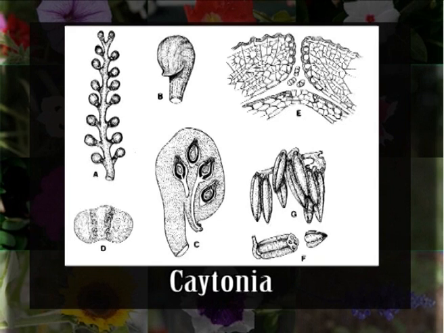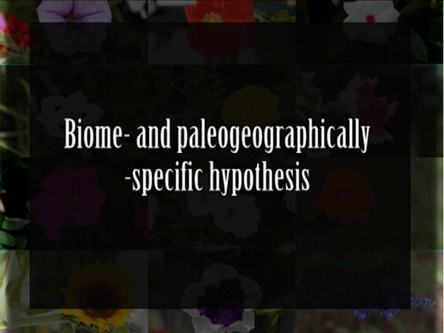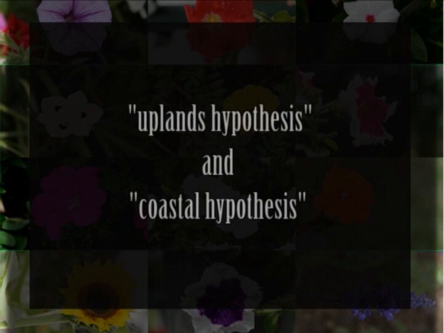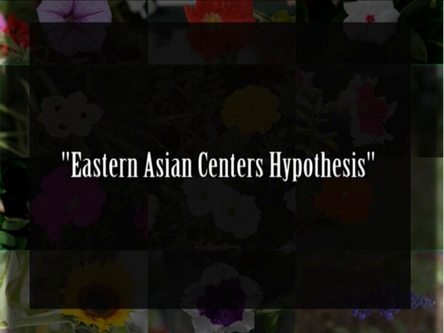Another hypothesis is the biome and paleogeographically specific hypothesis. Interestingly, both an upland hypothesis and a coastal hypothesis were proposed to explain topographical centers of origin and radiation of the first flowering plants. According to Stebbins, alpine biomes of northern latitudes might have been a center of early radiation of the angiosperms. A similar idea, the Eastern Asian Center hypothesis, was put forth by Sun et al. in 2001.